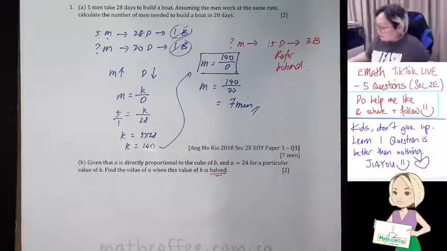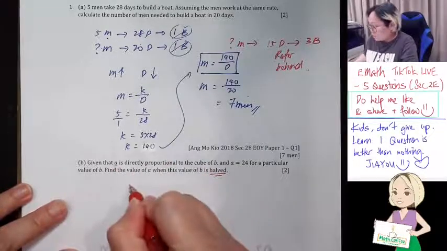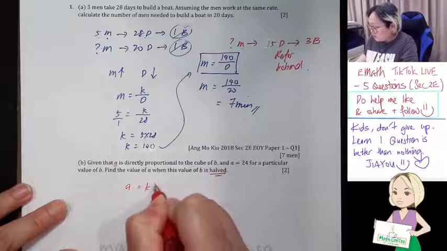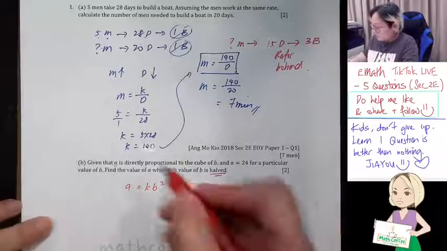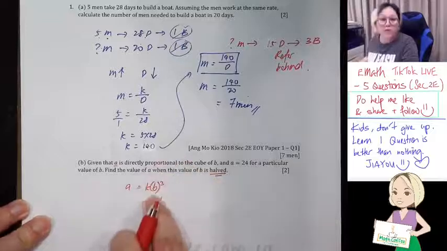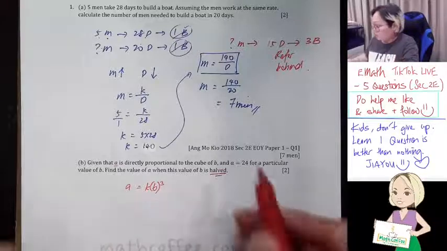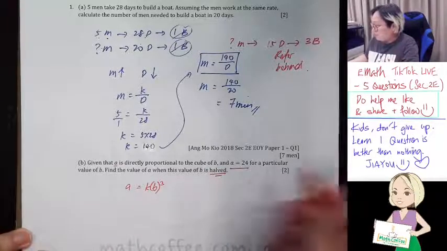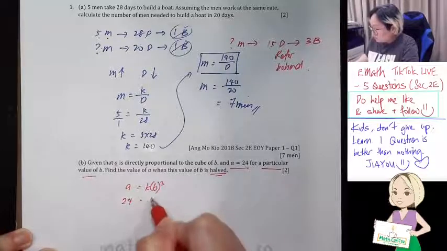So listen. First they say A is directly proportional to the cube of B. So I will say A equals KB cube. Maybe I should say cube of the B, so put the bracket around B. Whatever B you have, you put inside the bracket. Next they tell you A is 24 for a particular value of B. So I will say 24 equals KB cube.